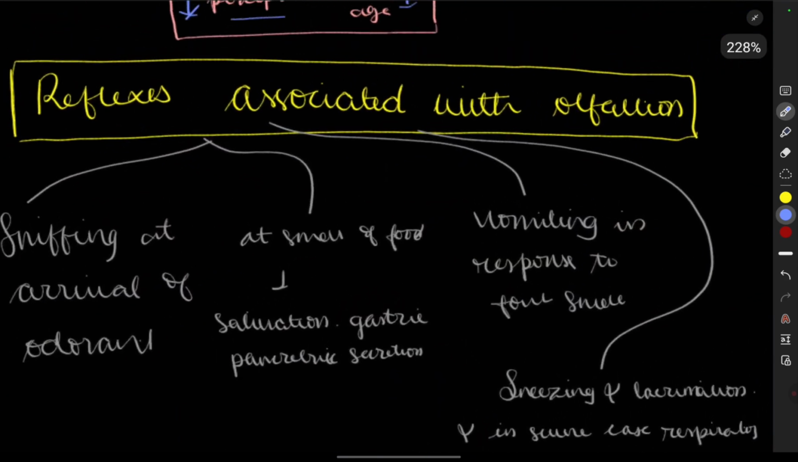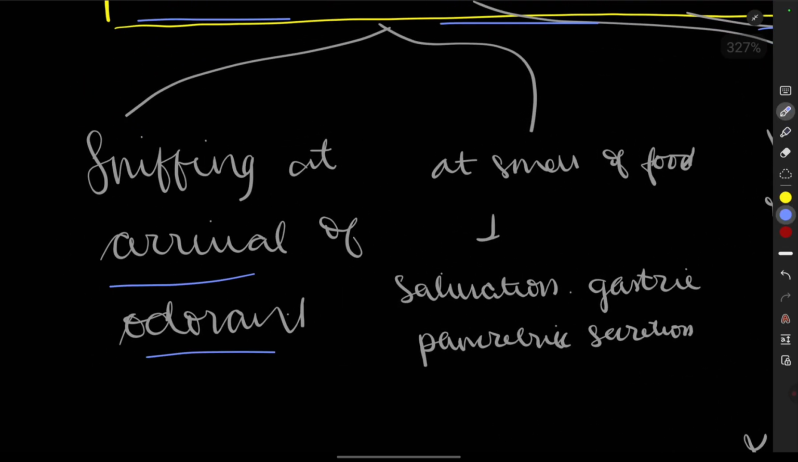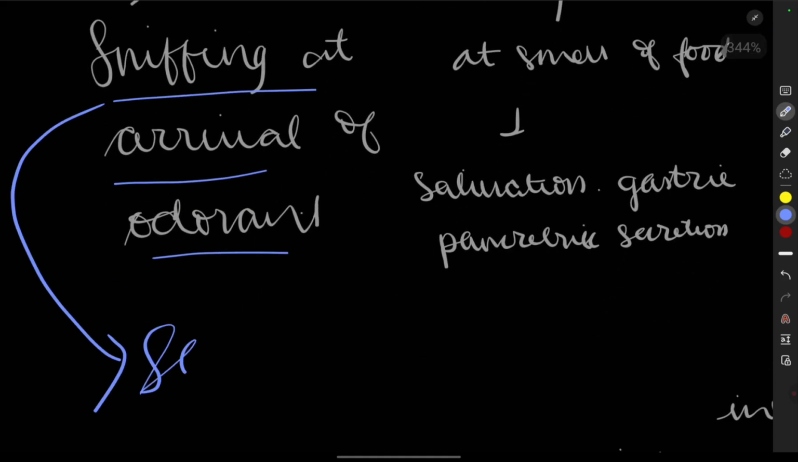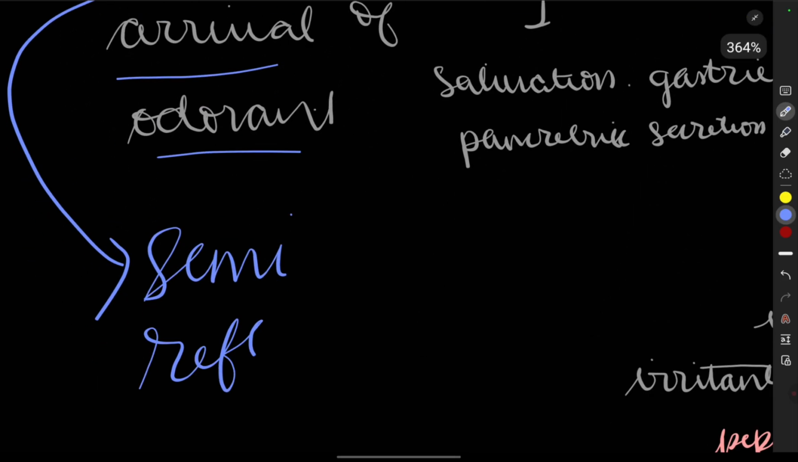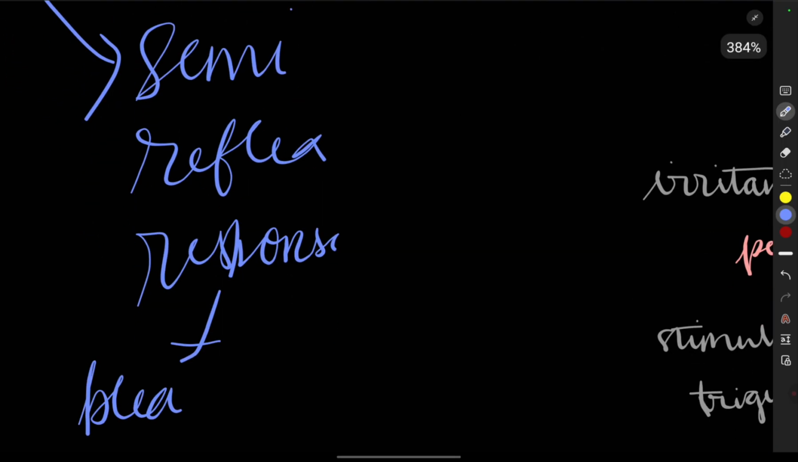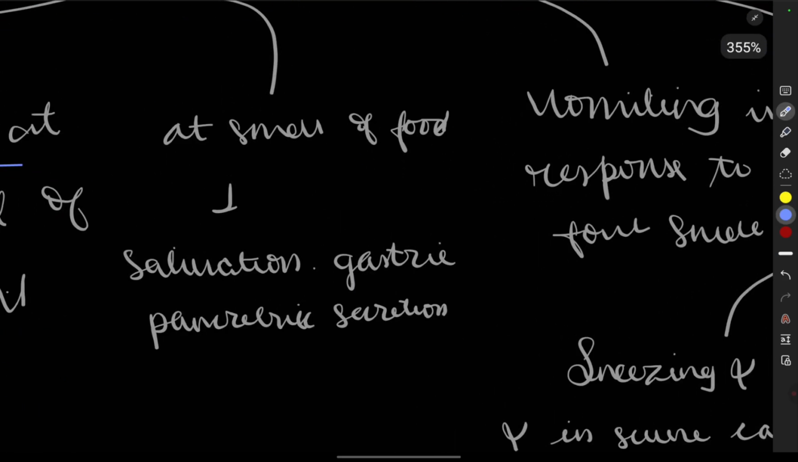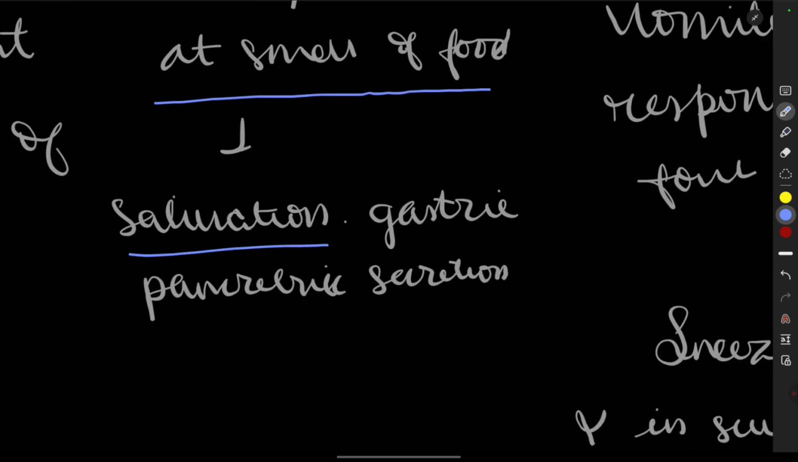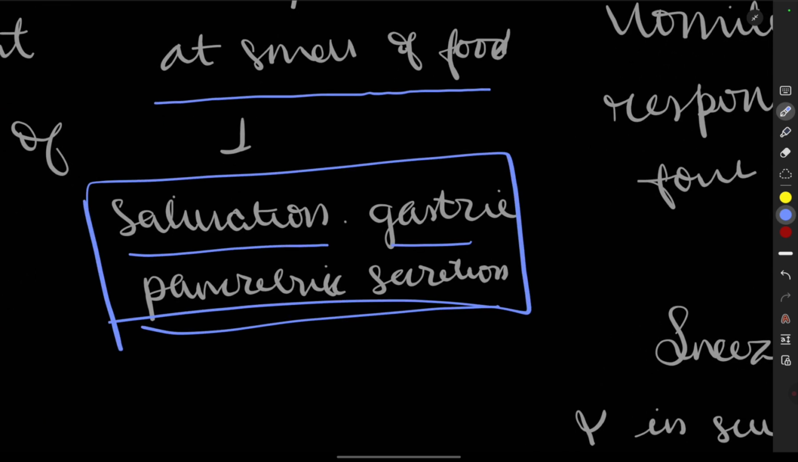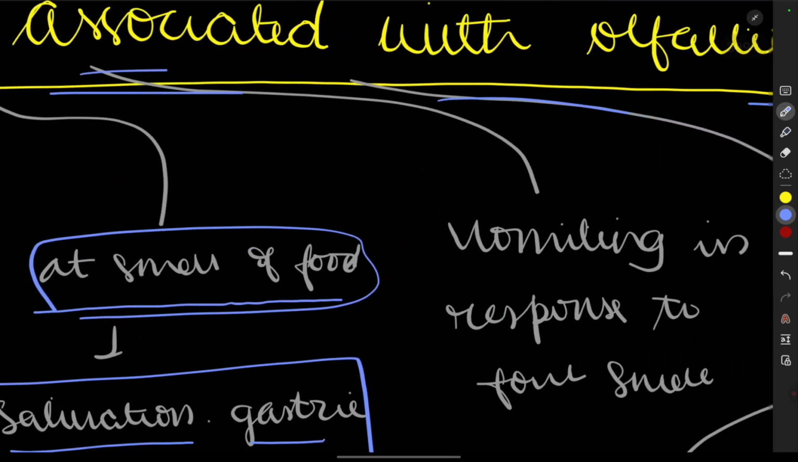Now moving to the next topic, the reflexes associated with olfaction. Sniffing on arrival of the odorant, as we already studied, is a semi-reflex response to a pleasant odor, like the smell of your delicious, favorite food. The second one: at the smell of food, salivation and gastric and pancreatic secretion increase. When you think about ice cream, or your cakes, or your favorite biryani, your mouth gets filled with saliva. That is due to the smell of the food. This is the reflex associated with olfaction.